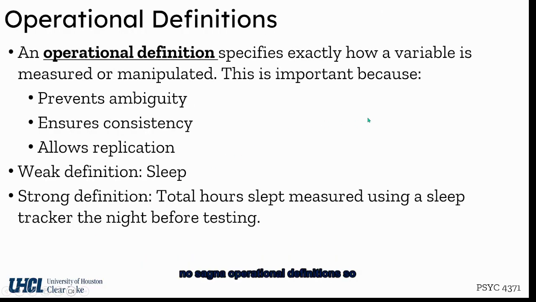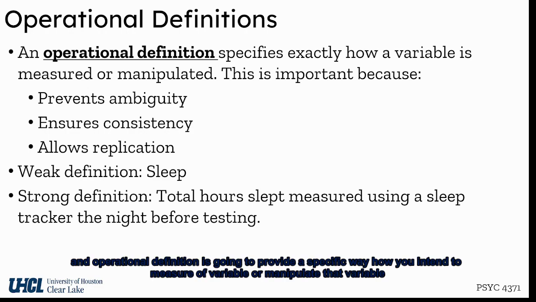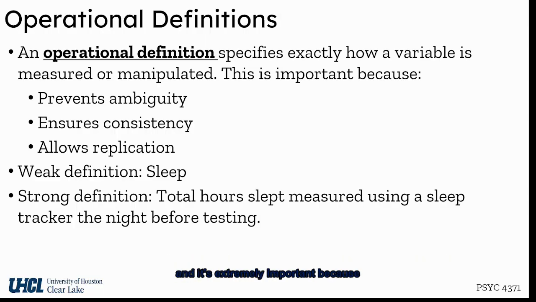Now let's talk about operational definitions. An operational definition is going to provide a specific way how you intend to measure a variable or manipulate that variable. And it's extremely important because, one, it prevents ambiguity. Ambiguity is questioning about how you're doing something, and the something in this concept is measuring. Two, it ensures consistency across conditions and across other replicable situations where you want to do this again. Three, it actually allows for replication.